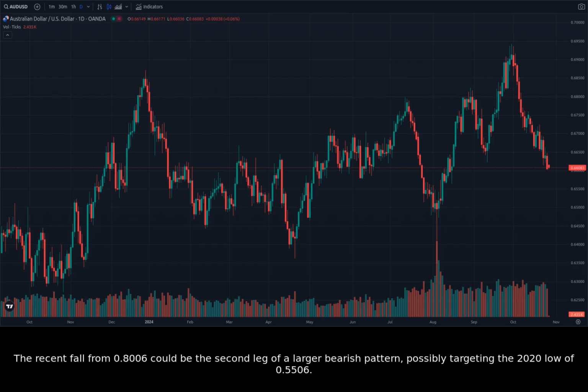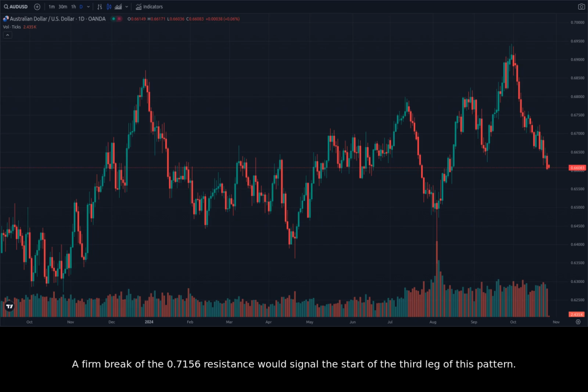The recent fall from 0.8006 could be the second leg of a larger bearish pattern, possibly targeting the 2020 low of 0.5506. A firm break of the 0.7156 resistance would signal the start of the third leg of this pattern. However, we need to consider the possibility of a corrective pattern or even a trend reversal in the long term.